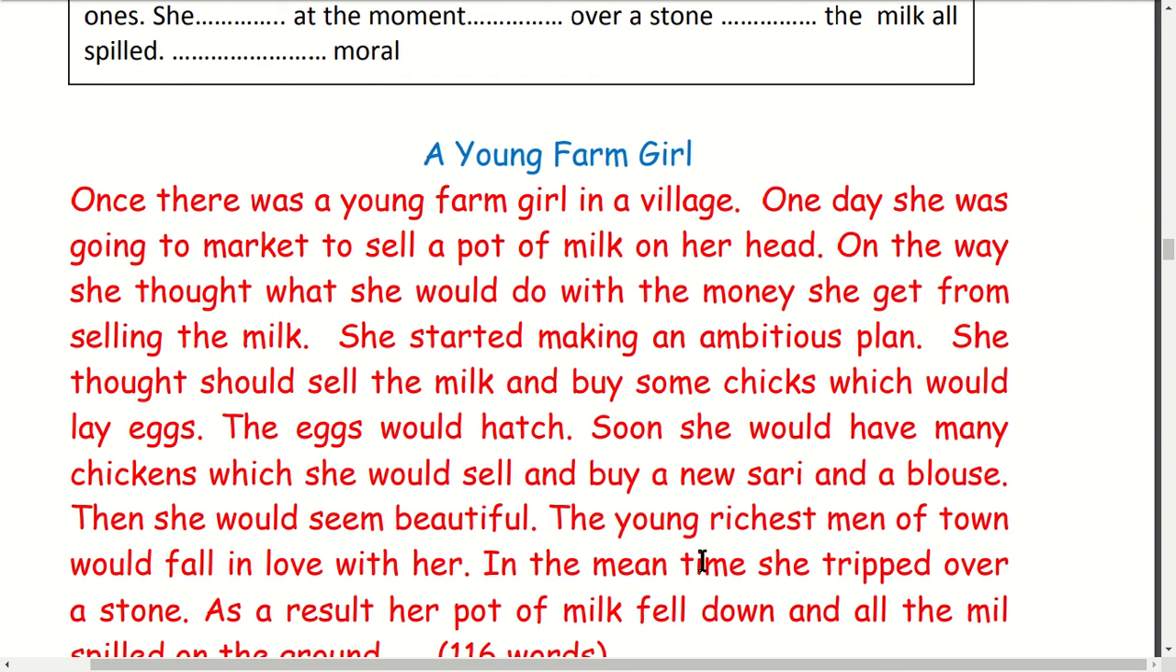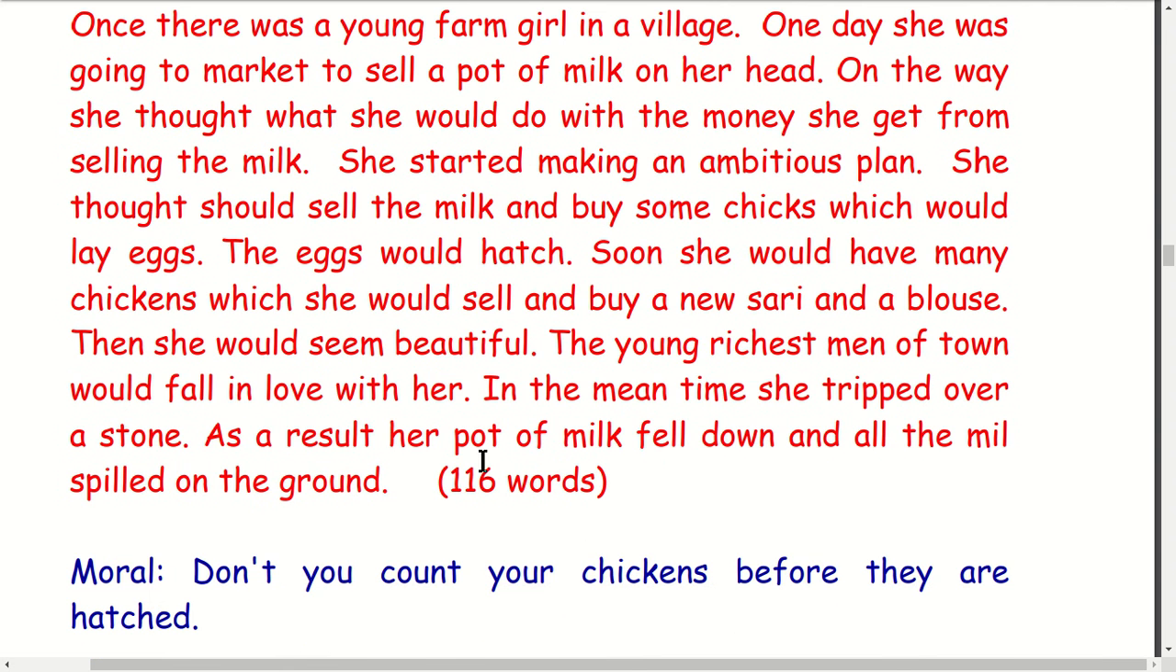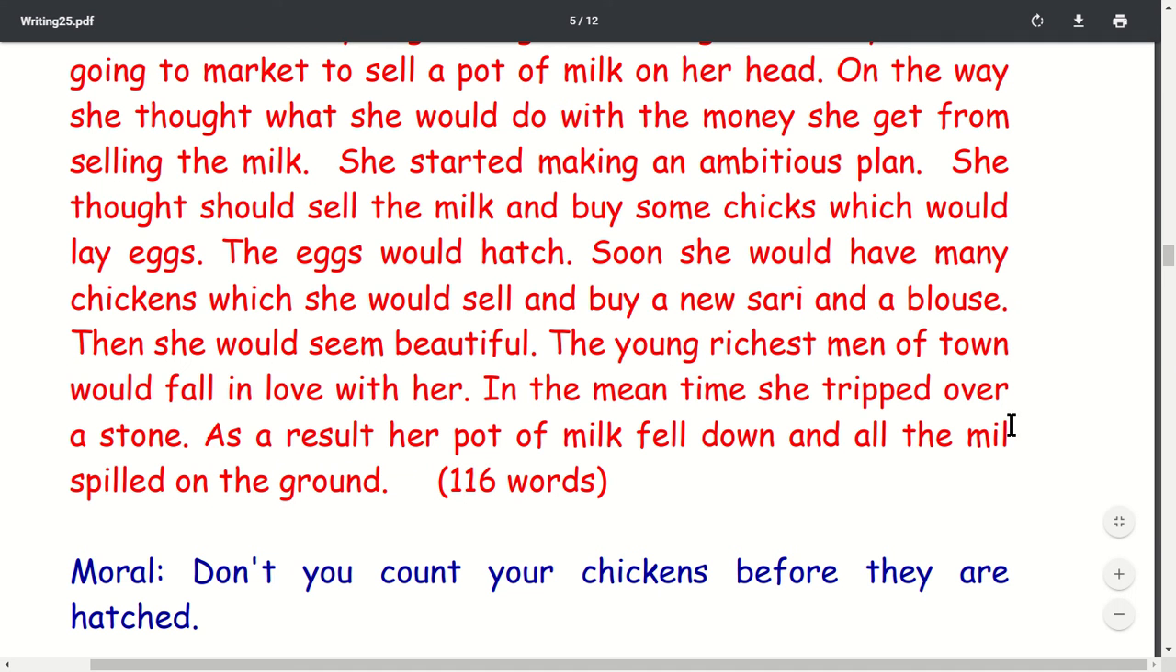In the meantime, what happened? She tripped, meaning "thakkar khayo", stumbled over a stone, "dungama thakkar khayo". She tripped over a stone. As a result, what happened? Her pot of milk fell down. "Jharyo, tauka bada jharyo", fell down. And all the milk, this is MILK only, is spilled on the ground.